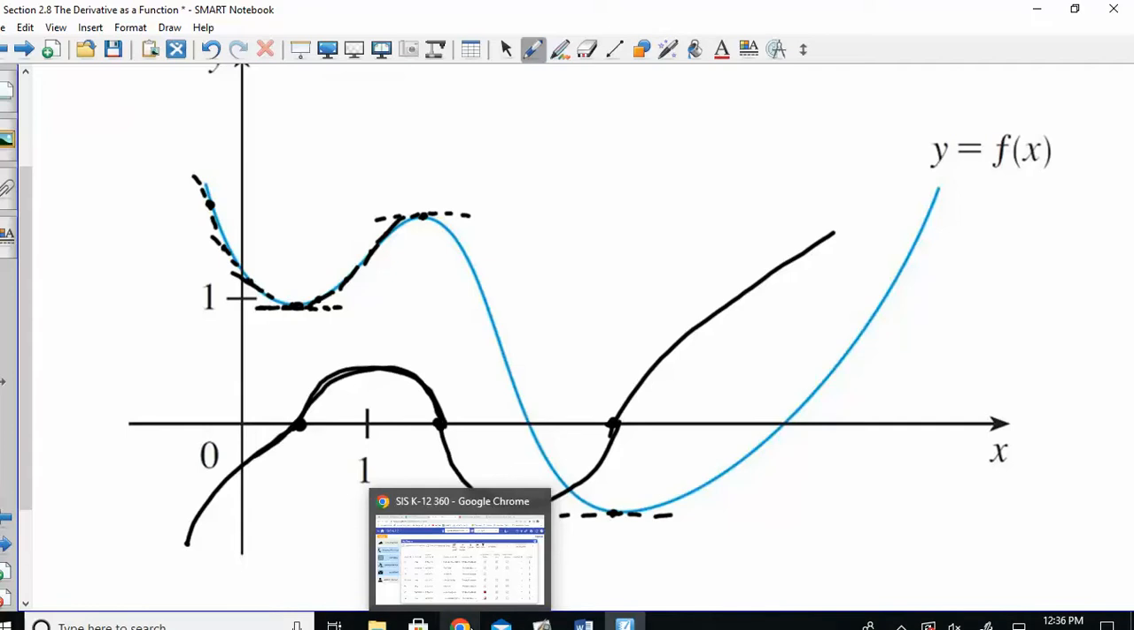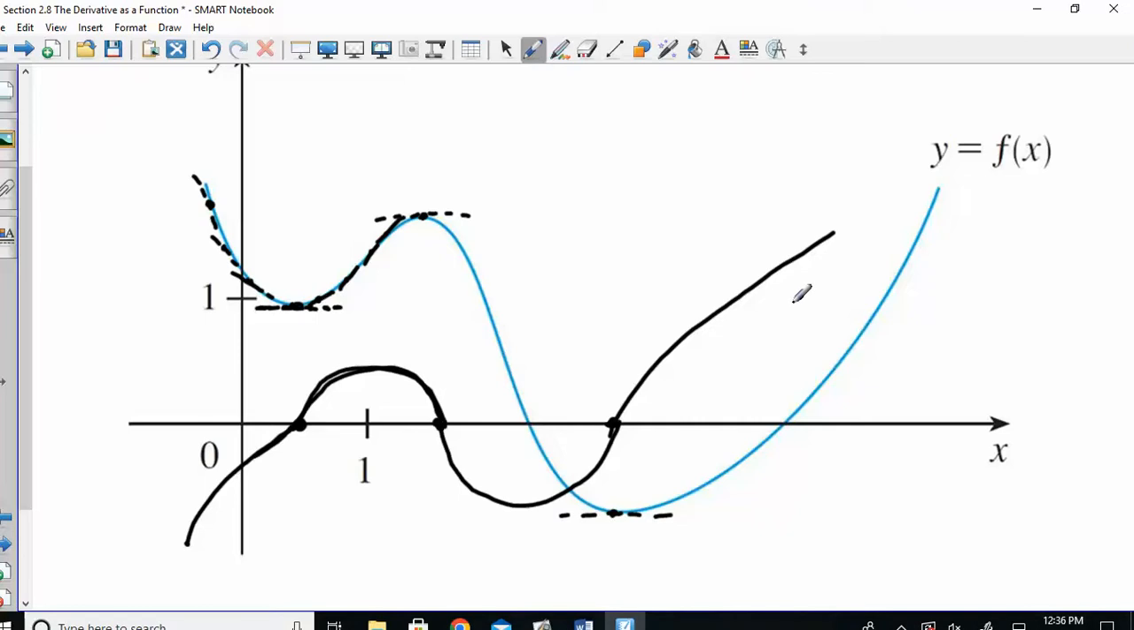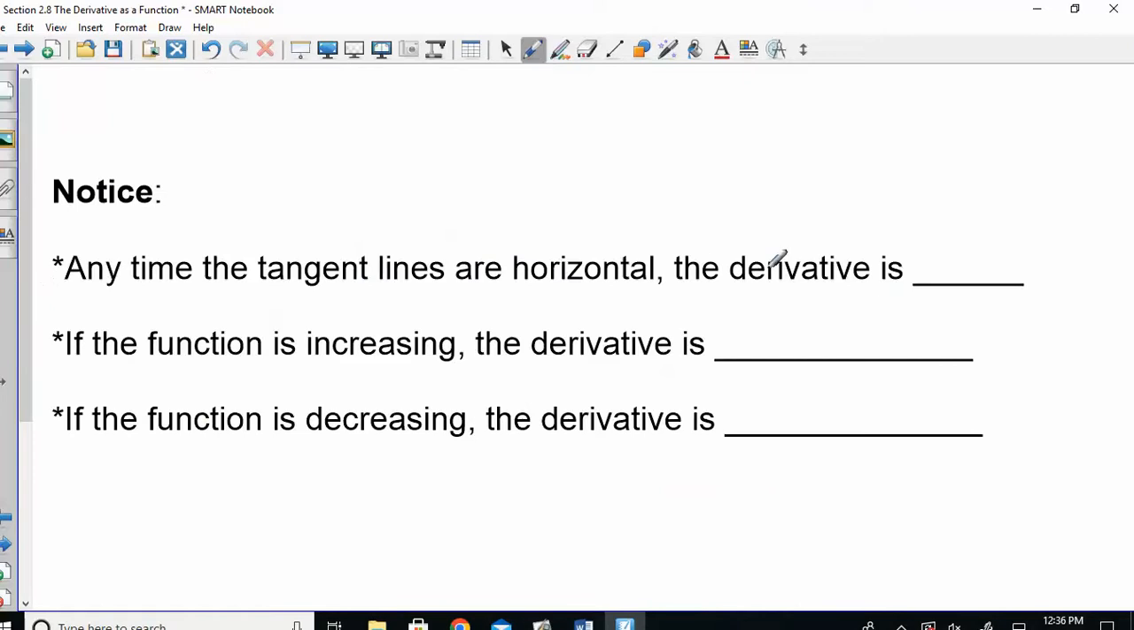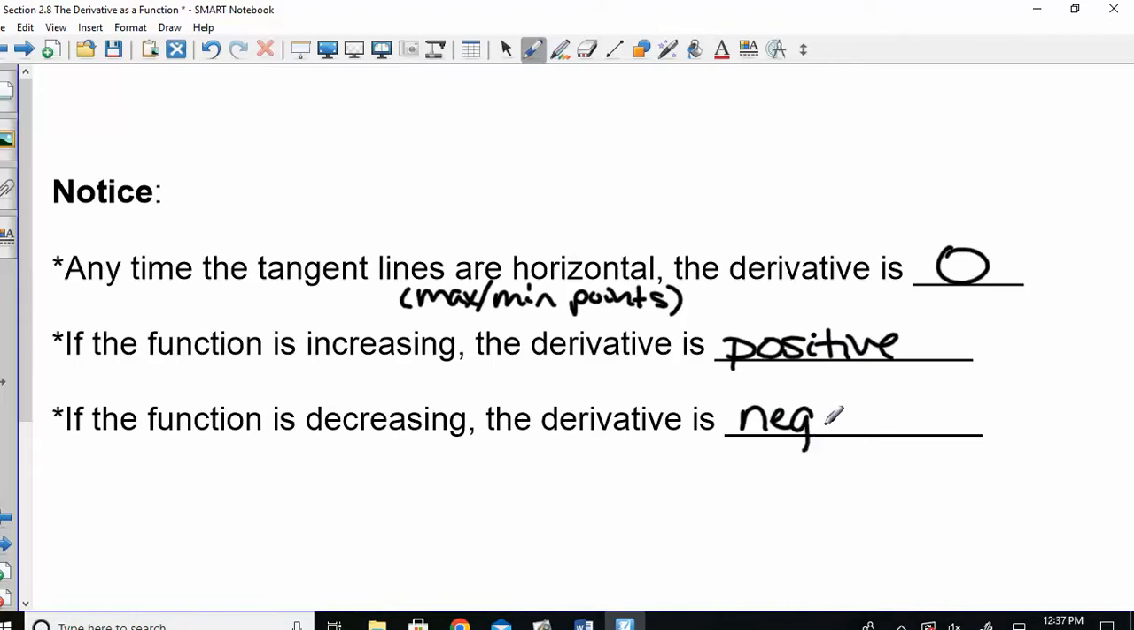Now, is this a great graph? No. And we will keep talking about different things and tweak this idea as we move on and learn more about the derivative. But right now, what you should know is that any time the tangent line is horizontal, which happens at maximum and minimum points, the derivative is going to be 0. If the function is increasing, the derivative is positive. And if the function is decreasing, the derivative is negative.